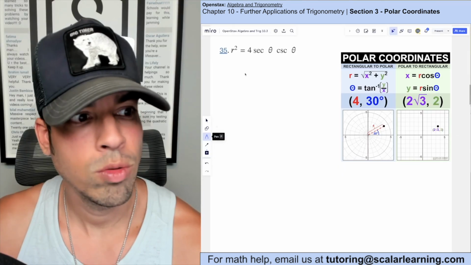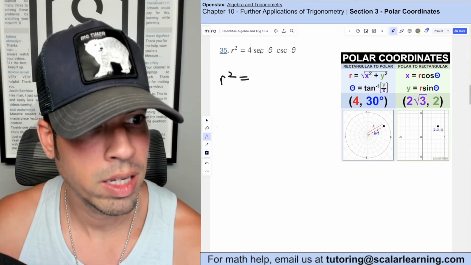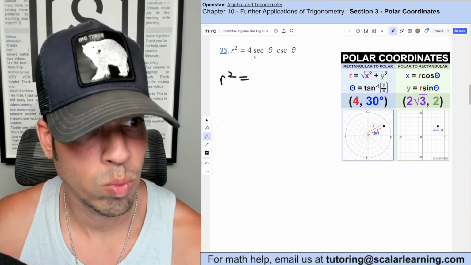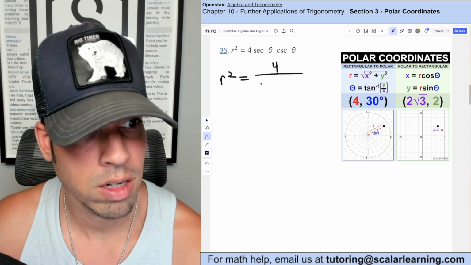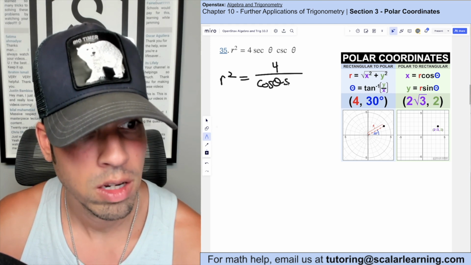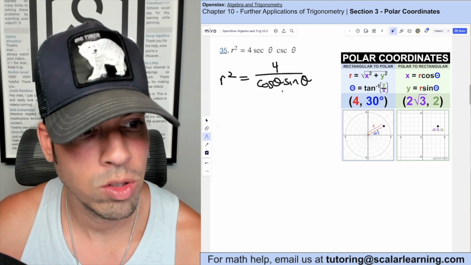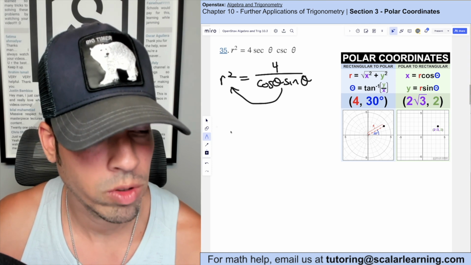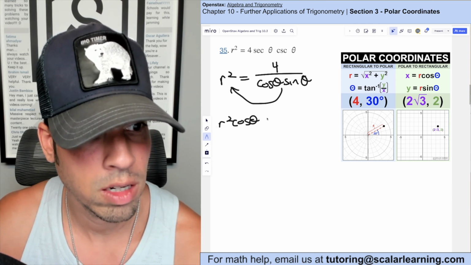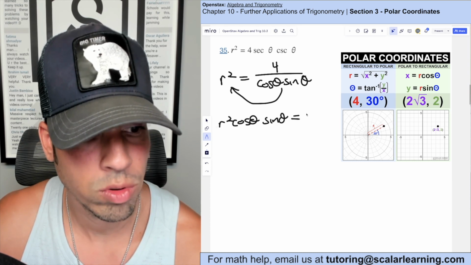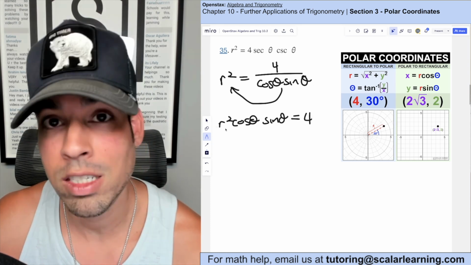Done. So for this one, what I'm going to do is I'm going to start by replacing secant and cosecant with 1 over cosine, 1 over sine. So really just throwing it in the denominator like this, cosine theta, sine theta. Then what I'm going to do is I'm going to multiply this denominator over to the left side. So I got r squared cosine theta sine theta is equal to 4. Now this is cool because I can split this r up.